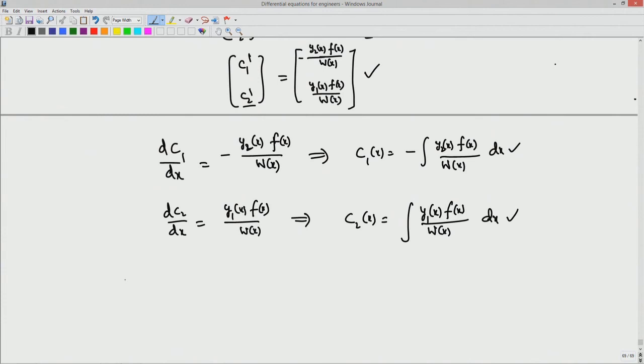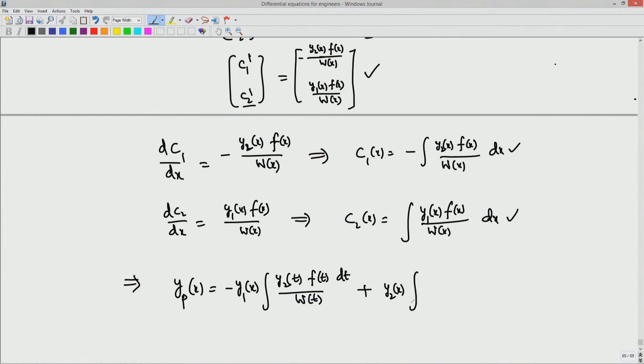This will give me finally my yp of x. You have to replace this with C1 into y1. So C1 y1 is minus y1 of x into the integral of y2 of t f of t dt by W of t, where I change x to a dummy variable t, plus C2 into y2, so y2 of x times the integral of y1 of t f of t divided by W of t dt.